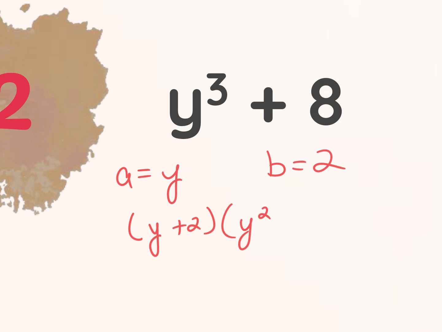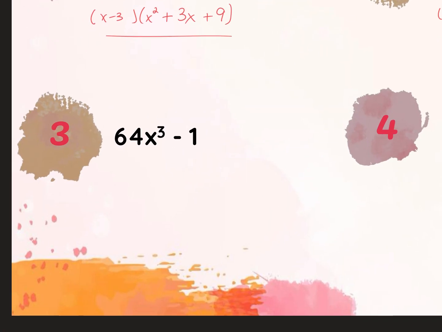This is the only part that's a little tricky. Minus. What do I do with A and B? 2y. And then what do I do with B? Y squared. The only thing that's tricky is that first sign in the second parenthesis. All right, let's look at this one.